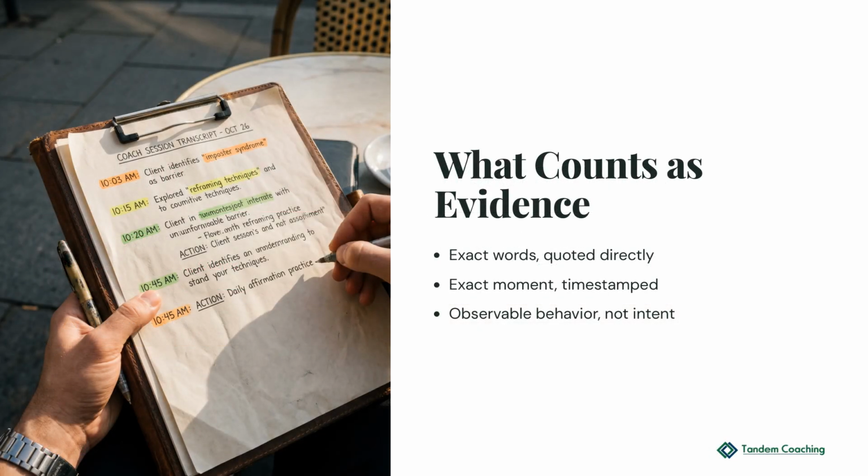Let us go deeper on locating evidence, because this is where a rating earns its credibility. For each segment, 3 things. The exact words, quote the coach directly, do not paraphrase from memory. The exact moment, the timestamp, so anyone can go back and check you. And the observable behavior, what was actually said, not what you think the coach intended. You are not rating good intentions. You are rating observable behavior. When your evidence is a quote and a moment someone else could verify, your rating is defensible. A vague impression is not.